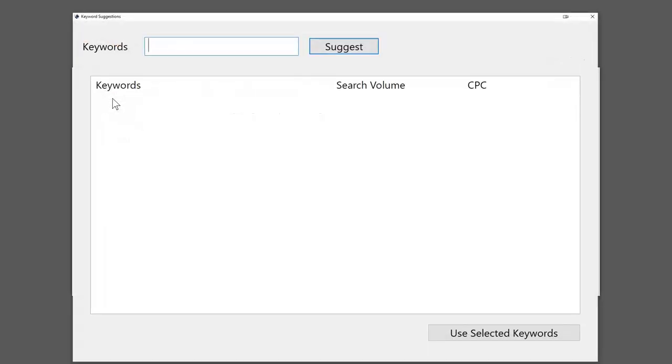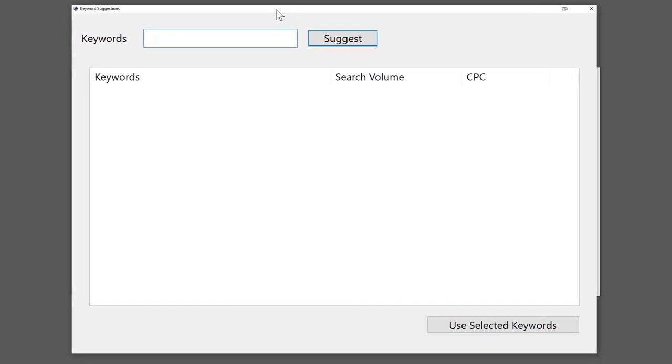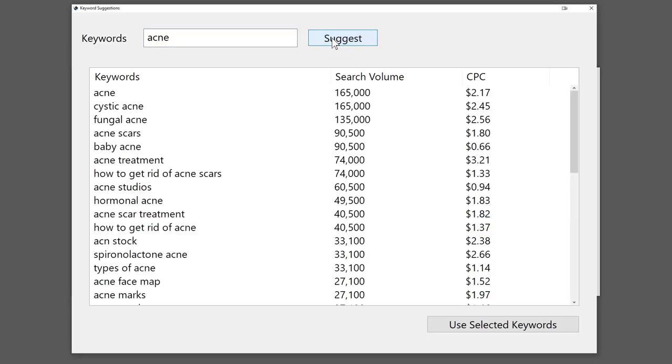So if we go into the suggest keyword option here, let me just move that a little bit. Let's deal with acne and hit suggest. Now we're going to get a bunch of keywords related to acne. Some of these I hadn't thought about, and they are slightly different takes on the overall topic. So acne as a main content idea is fine, but we have cystic acne, fungal acne, acne scars. That's one I hadn't thought of at all. So that would be a good one to deal with. Acne treatment, how to get rid of scars. So now we have two that are similarly linked, acne scars and how to get rid of them.